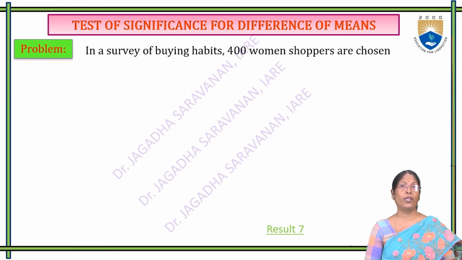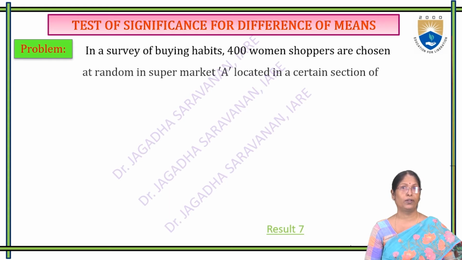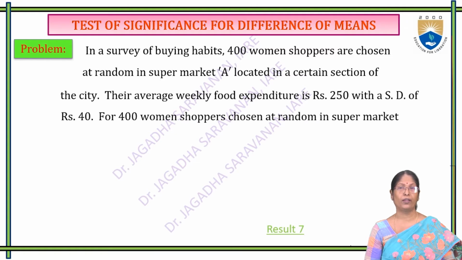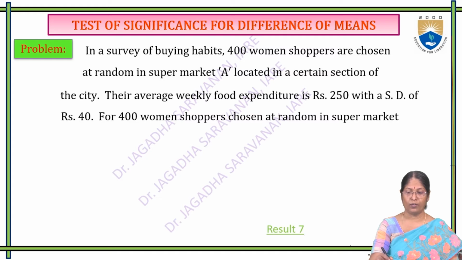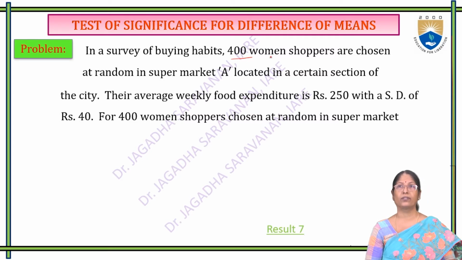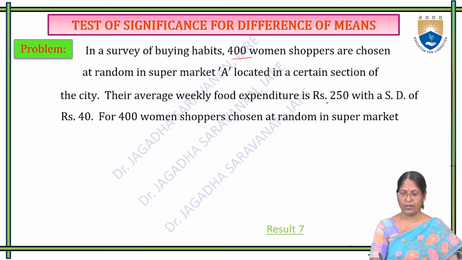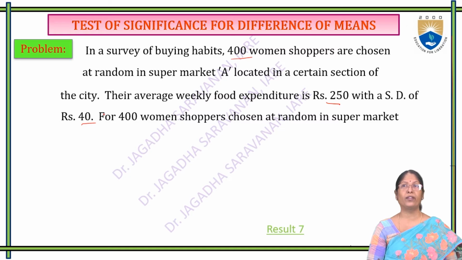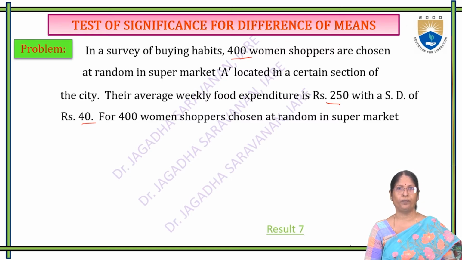So next, the problem: in a survey of buying habits, 400 women shoppers are chosen at random in supermarket A, located in a certain section of the city. Their average weekly food expenditure is 250 with a standard deviation of 40. Here one group is given, 400 women, that is N1. Their average weekly is X1 bar, and from the sample the related standard deviation is S1.